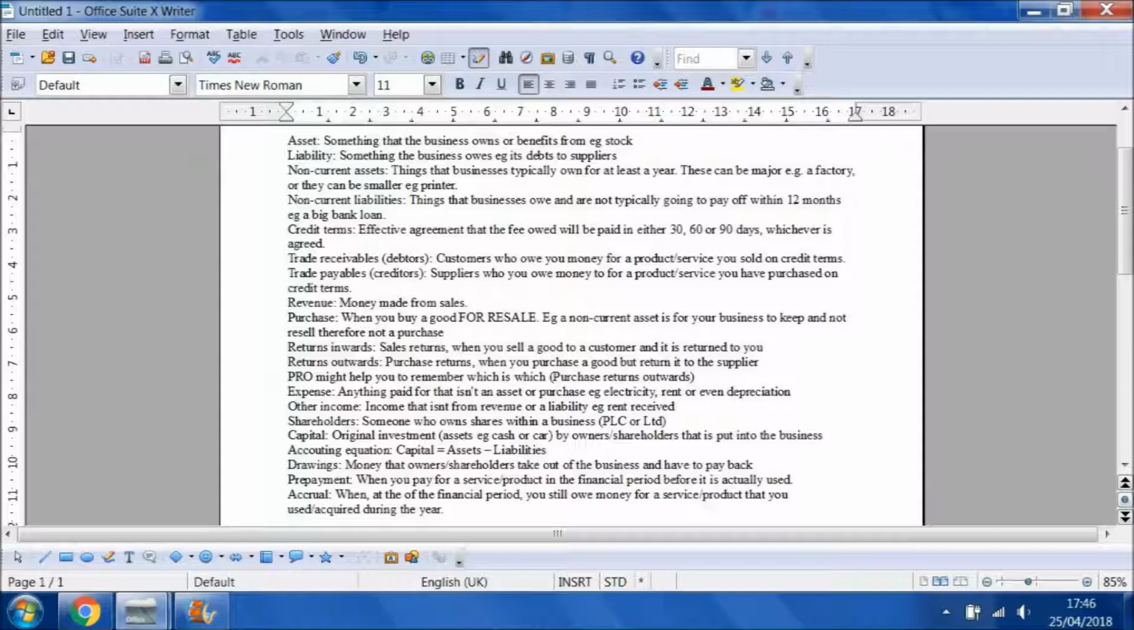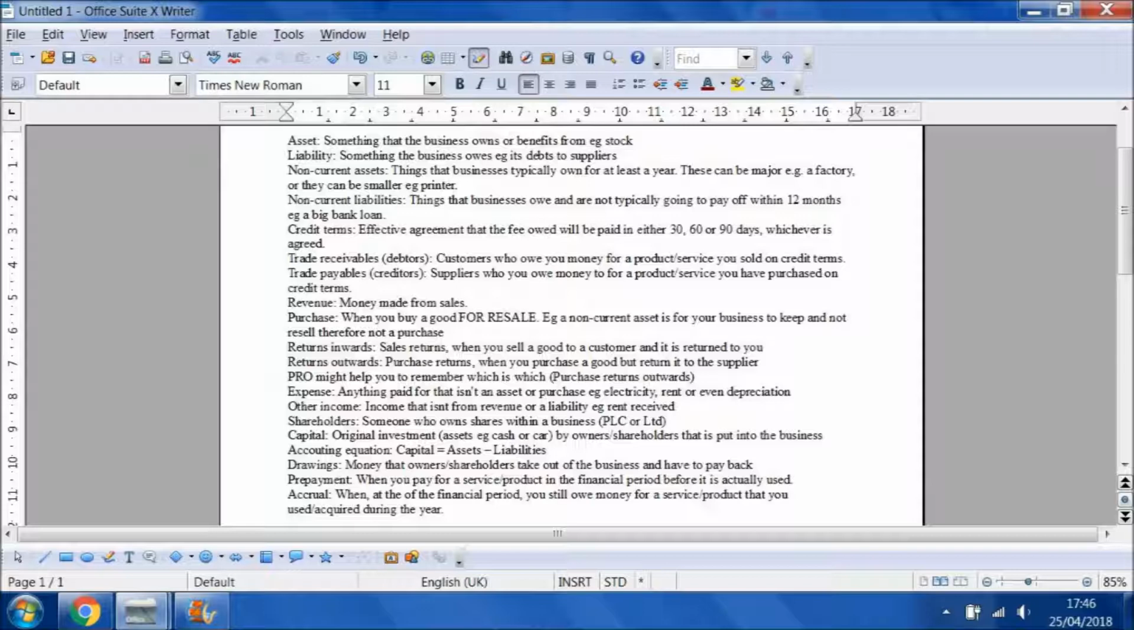Shareholders are people who own shares within a business, whether that's public limited company or private limited company. Capital is the original investment, could be assets, for example a car, or it could be assets like cash, which are put in by shareholders or owners into the business. The accounting equation is capital equals assets minus liabilities. Drawings are monies that owners or shareholders take out of the business and must pay back.